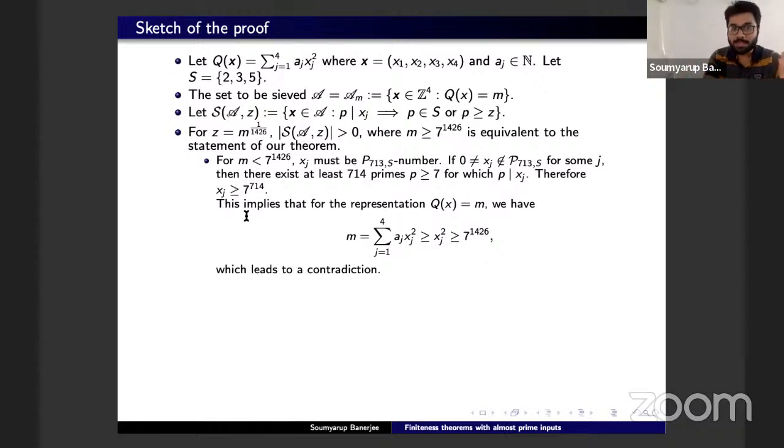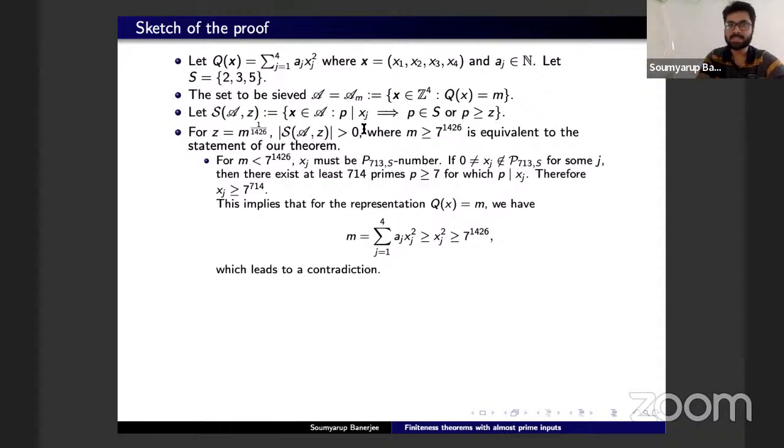Cool. Now, this implies that for the representation Q(x) equal to m, we have m equal to the sum of a_j x_j squared, which is bigger than or equal to x_j squared, and which is bigger than or equal to 7 to the power 1426. Why? Because x_j is at least 7 to the power 714, whole squared. So this is 7 to the power 1426, and this leads to a contradiction. Why? Because we have taken m less than 7 to the power 1426. So this is not possible, of course. I mean, this is automatically done. Okay. Now, let us see the next part.